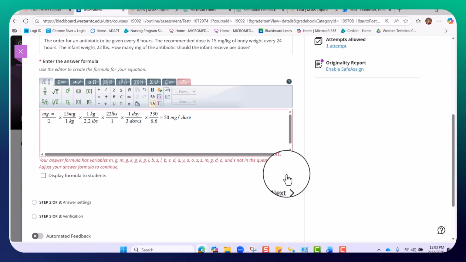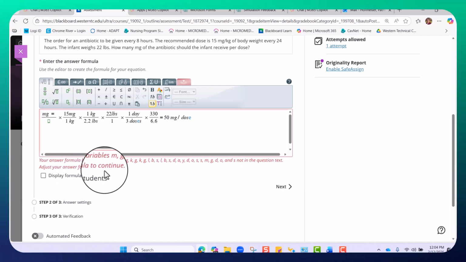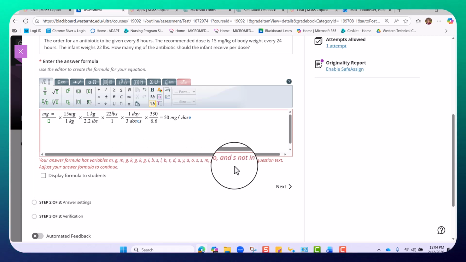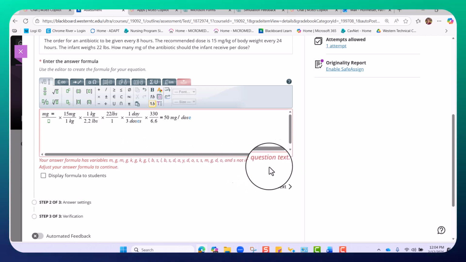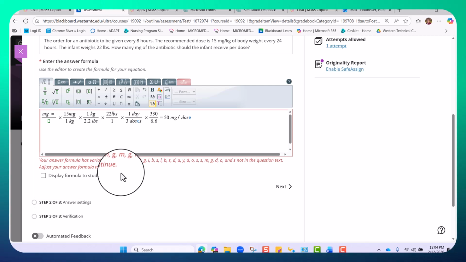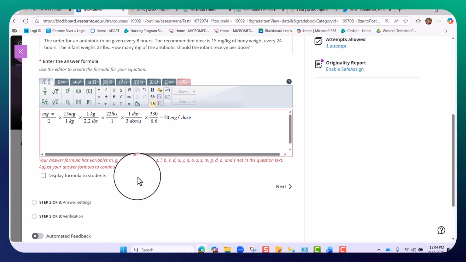Okay, and I don't know what to do next, because I'm like, what are you talking about? Your answer formula has variables. Look at all those variables, and it's not the question in the question text. Adjust your answer formula to continue. That's where I'm stuck every time. I don't know what it's saying. I don't know what it's asking me to do. I don't know how to correct the problem.